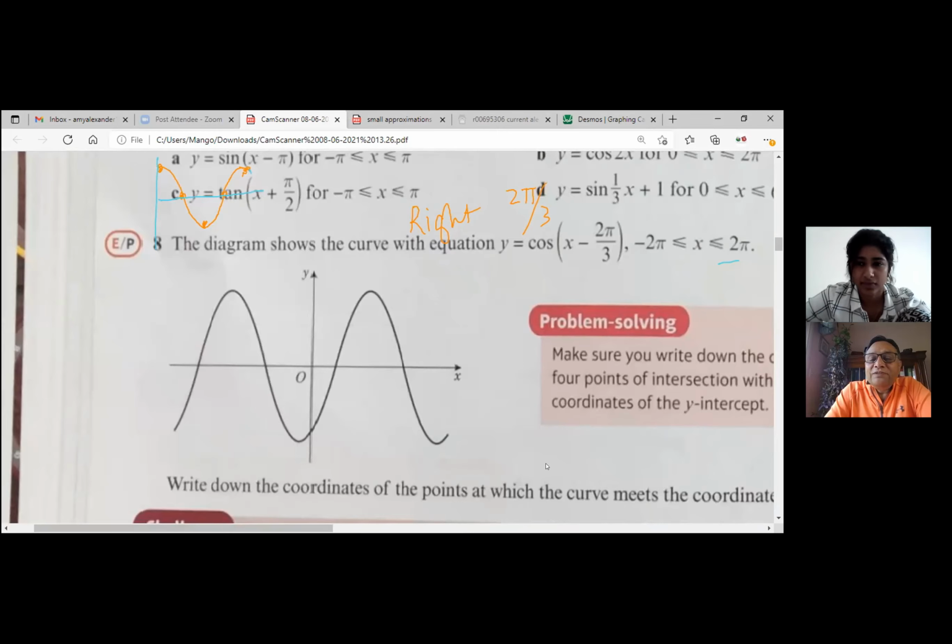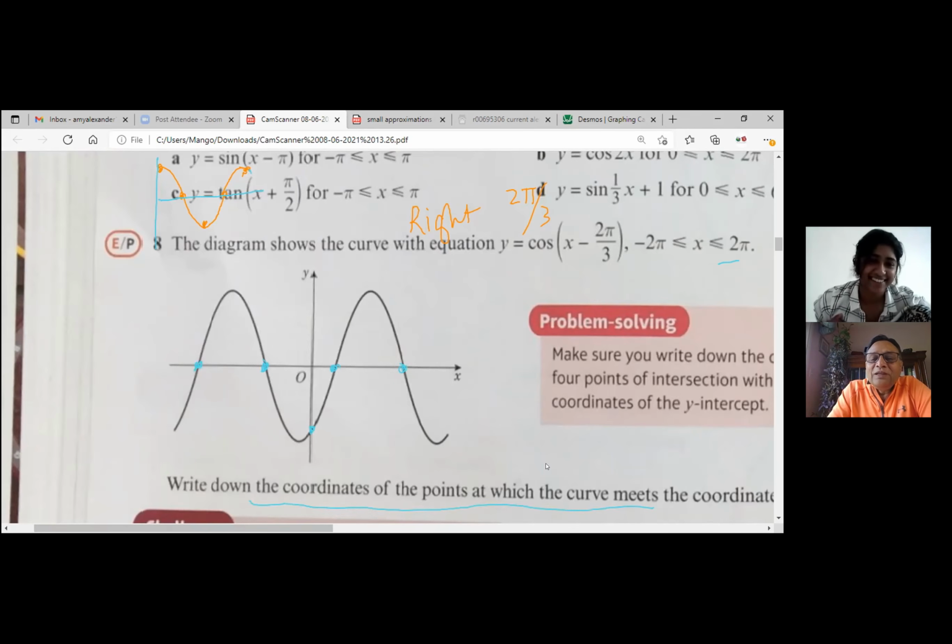Now we have shifted 2 pi by 3 to the right. They are interested in coordinate points, wherever the curve meets the coordinate axes, meaning both x and y. So you have to give answers for these points. Don't miss the y-intercept. It's quite easy to do that because you're so focused on the x-axis stuff. Many students will miss y. They will only focus on that. No, come on. You cannot do that.